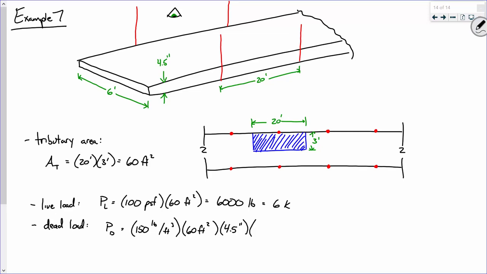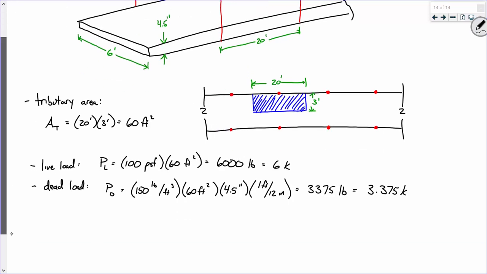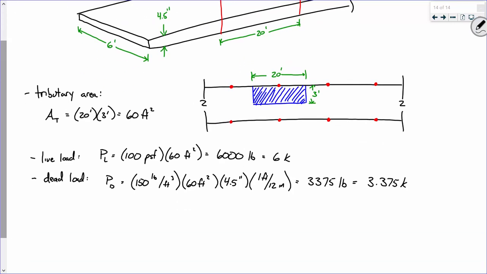So what do we need to do? There we go. And what do we have here? And that's going to be 3375 what? Pounds. I got a second on that? All right, or 3.375 kips. And I'm using kips because our F sub U we're going to look up is in KSI, right?